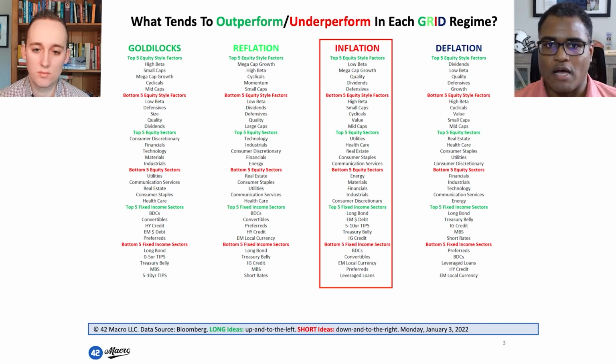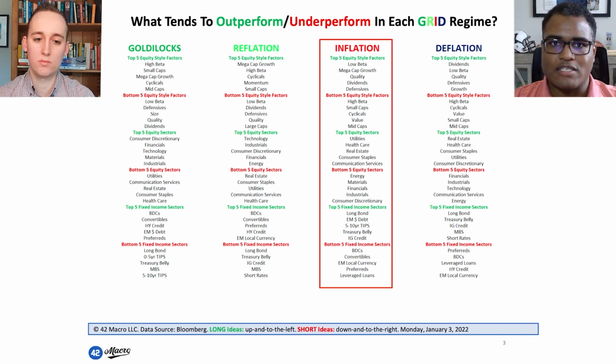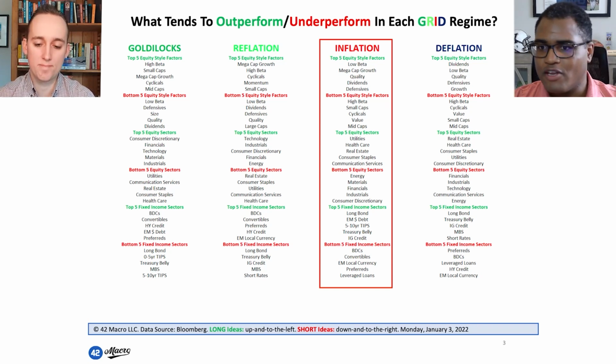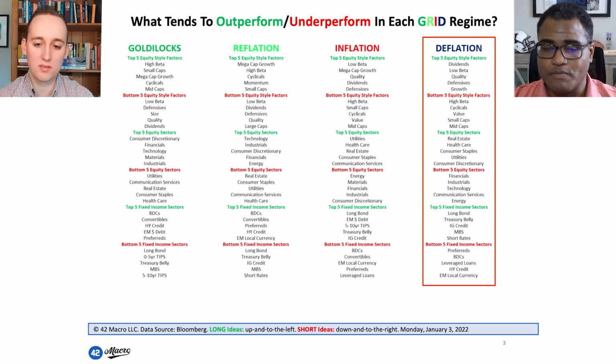The two growth-slowing regimes where risks tend to be off are inflation and deflation. Inflation is where growth is slowing on a trending basis and inflation is still accelerating. That tends to be risk-off with an inflationary bias. You tend to have crude oil going up, food prices going up, and civil unrest in places where that's a problem. And then lastly, you have what we call deflation. That's where growth and inflation are trending lower simultaneously. That tends to be risk-off with a disinflationary bias.